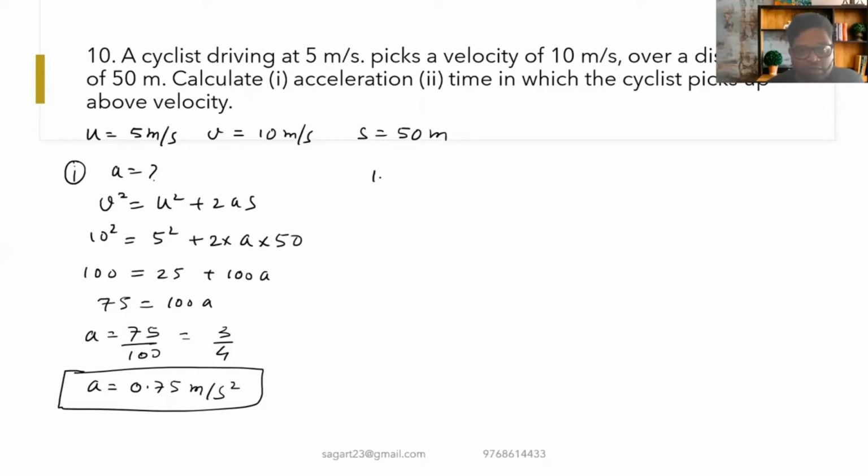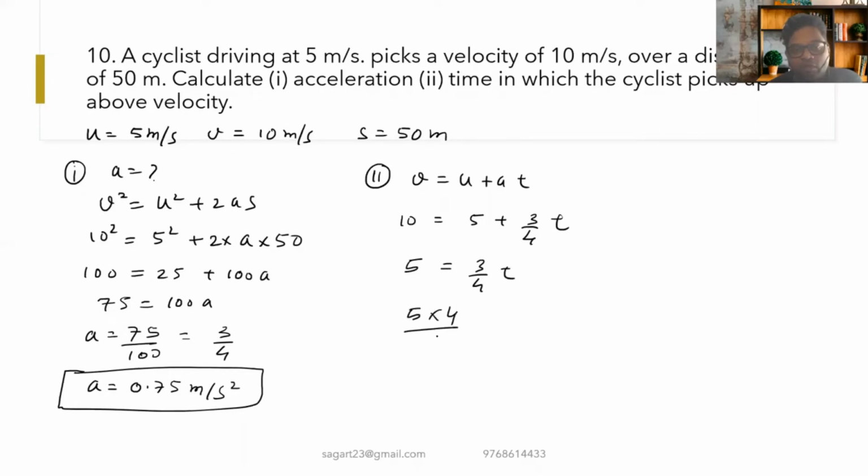They want us to find the time. So v is equal to u plus at. So v we know that is 10, u we know it is 5 and a is 3 by 4 t. Okay, so while solving a question, we can use a fractional value because that will be easier for us to calculate. 5 goes on the other side, 10 minus 5 will be 5. And so therefore 5 into 4 upon 3 is t. So t will be 20 upon 3 and t will be 6.67 seconds.